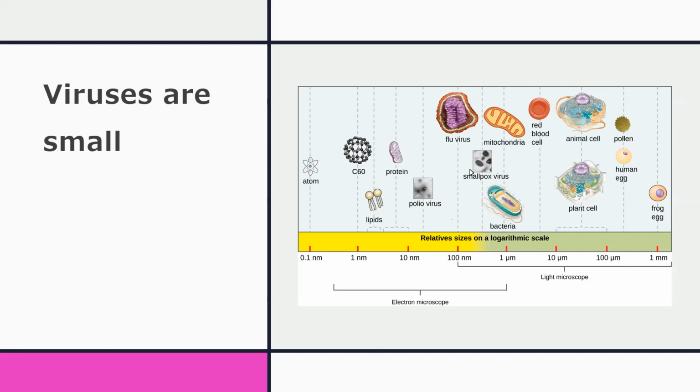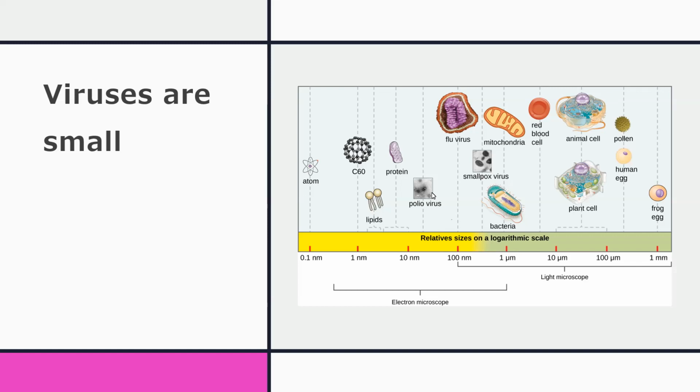Now, our biggest viruses, like the smallpox virus, are still probably half the size or more smaller than your normal bacteria. And then our smallest viruses, such as polio, are going to be nearly 1,000 times smaller than a bacteria.